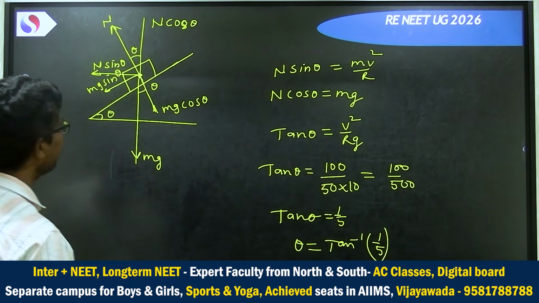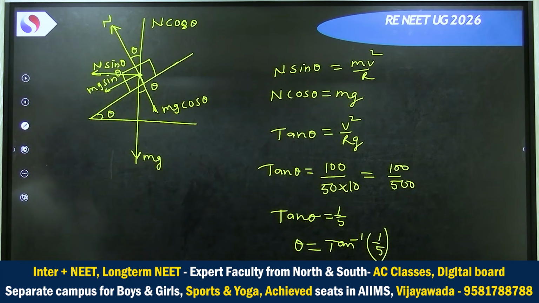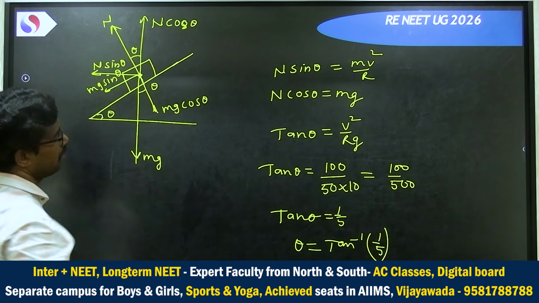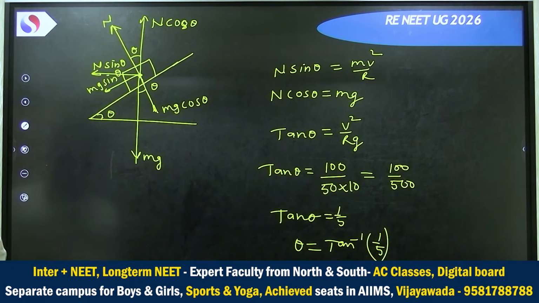N sin theta balances the centripetal force, which is mv square by r. Similarly, N cos theta is equal to mg. We divide these, and we got the answer, the angle theta.